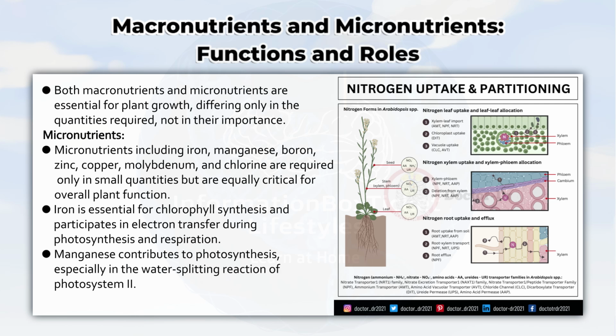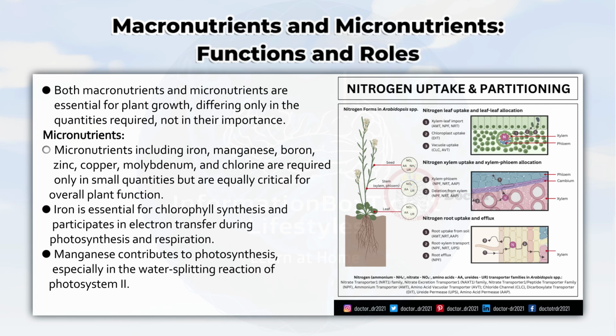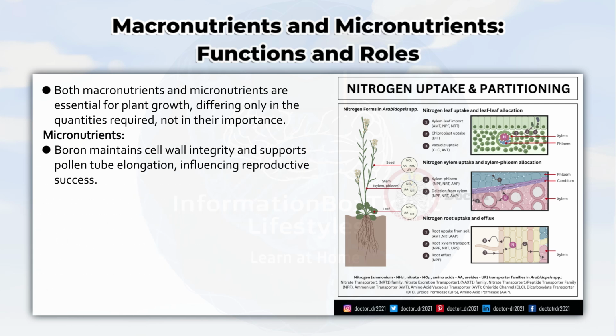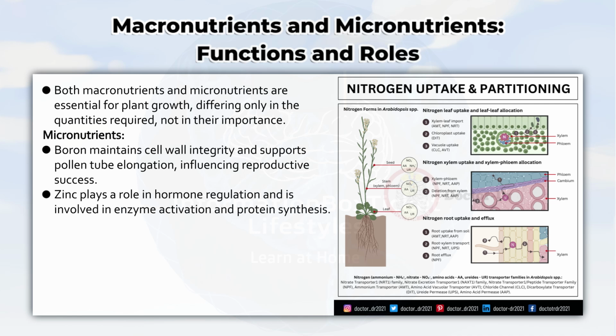Manganese contributes to photosynthesis, especially in the water-splitting reaction of photosystem II. Boron maintains cell wall integrity and supports pollen tube elongation, influencing reproductive success. Zinc plays a role in hormone regulation and is involved in enzyme activation and protein synthesis.